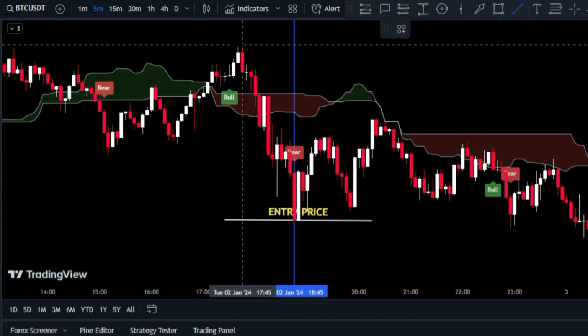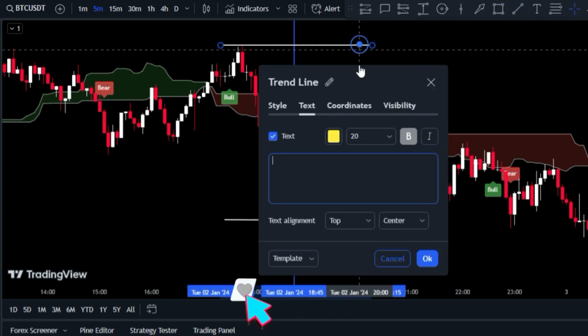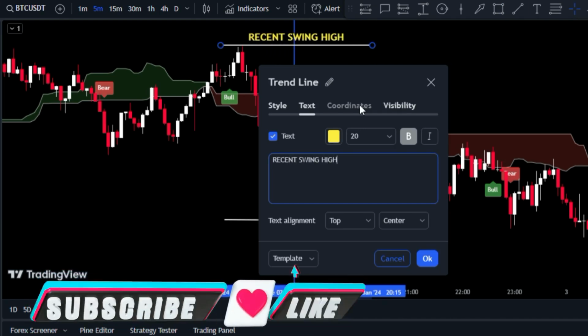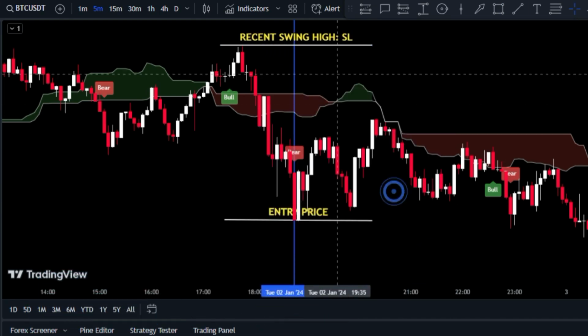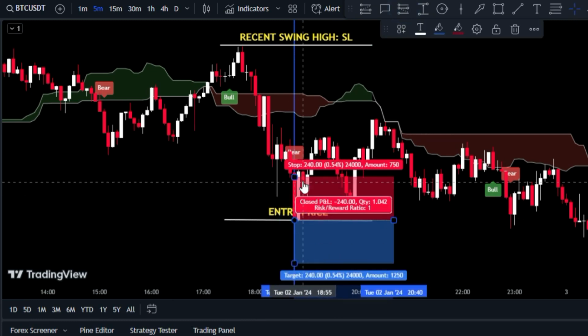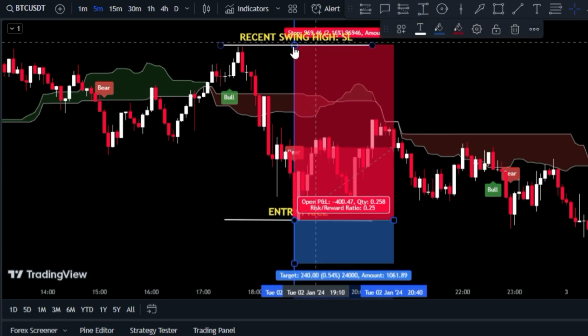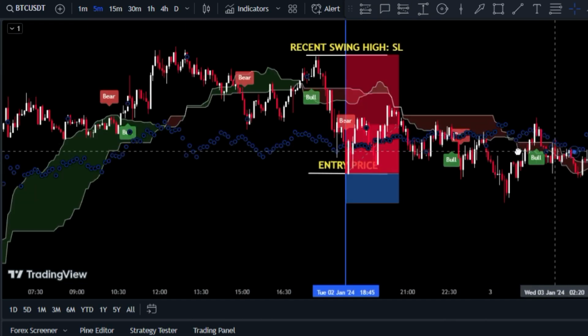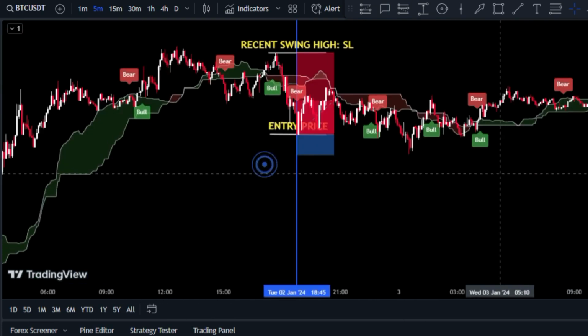Don't forget, it's essential to set the stop loss, which can be based on the recent swing. As for your target, strive for a risk-reward ratio of 1 to 1.5.